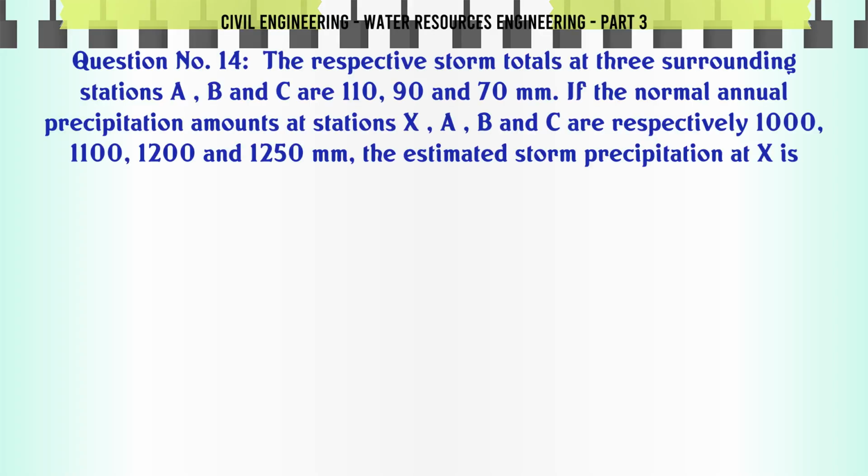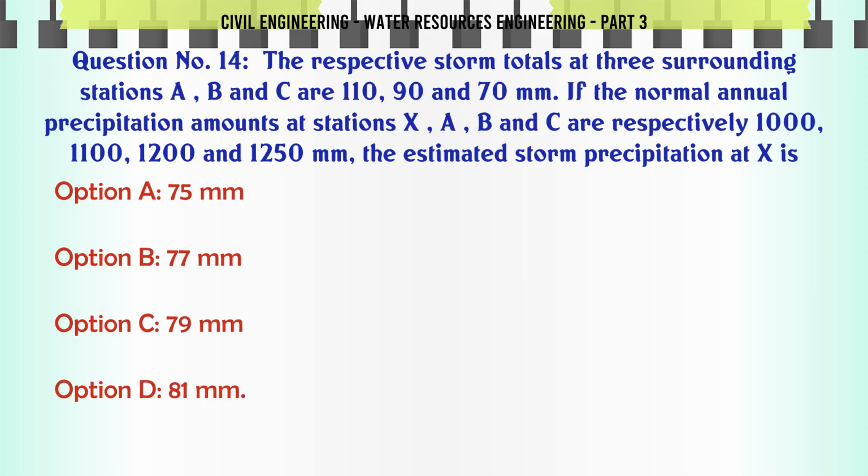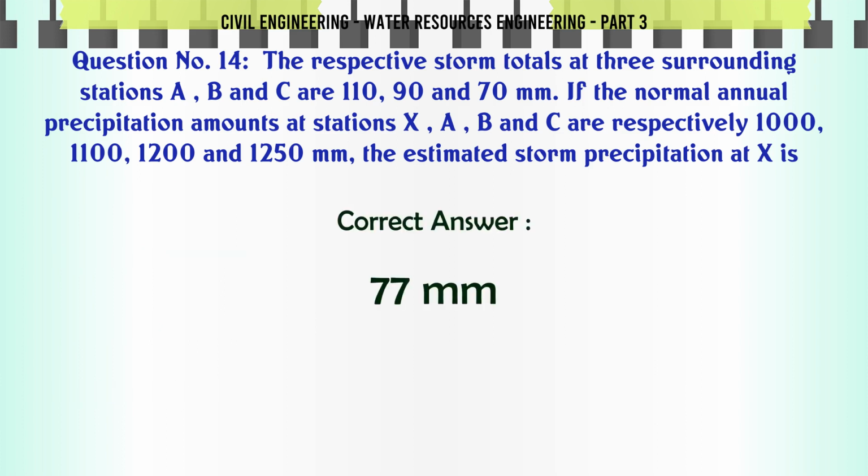The respective storm totals at 3 surrounding stations A, B and C are 110, 90 and 70 millimeters. If the normal annual precipitation amounts at stations X, A, B, and C are respectively 1000, 1100, 1200 and 1250 mm, the estimated storm precipitation at X is: A. 75 mm, B. 77 mm, C. 79 mm, D. 81 mm. The correct answer is 77 mm.